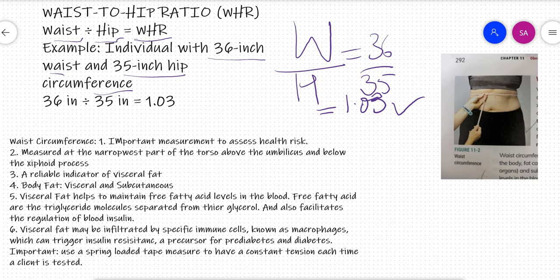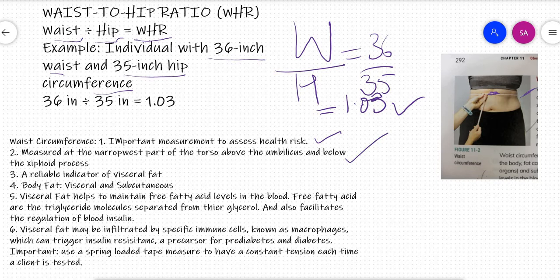First, this is an important measurement to assess health risk. Now, waist circumference is measured at the narrowest part of the torso above the umbilicus and below the xiphoid process. Here, below the xiphoid process. So this is a very important point.